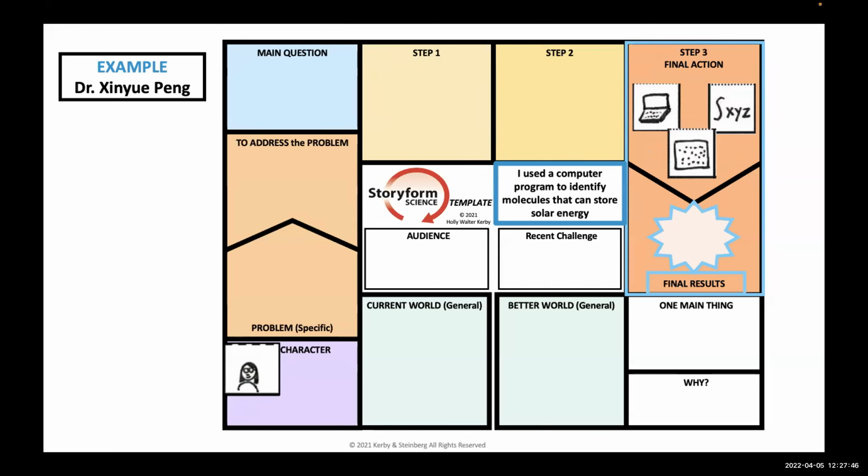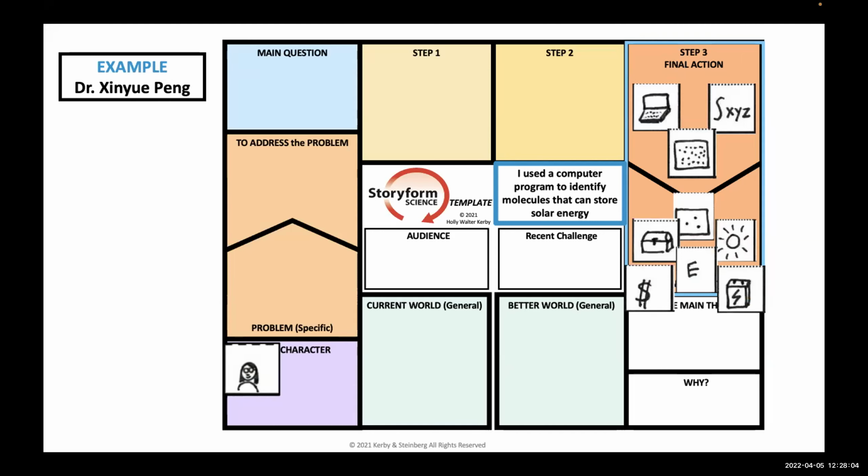And then after she took her final action, her final results were that she was able to sort through all of those and identify a handful of molecules that could store solar energy. And what's more, they were cheaper and lighter than batteries, which was obviously the other contender for storing energy. Now, that was how she used icons to build her final answer, her final action, final results.